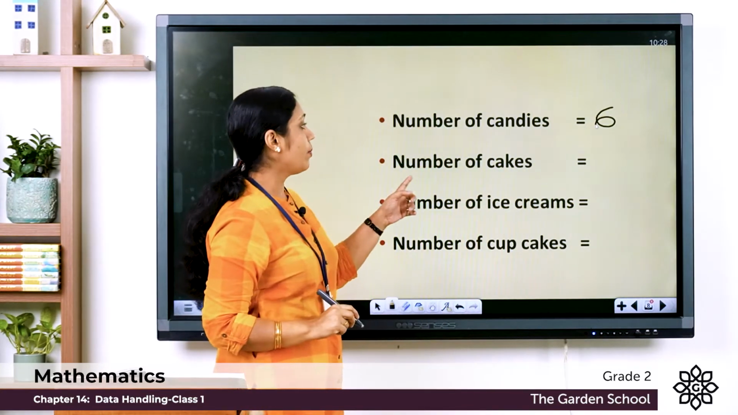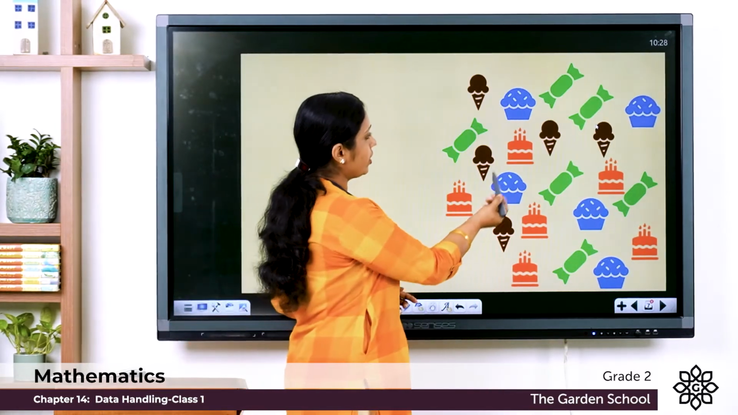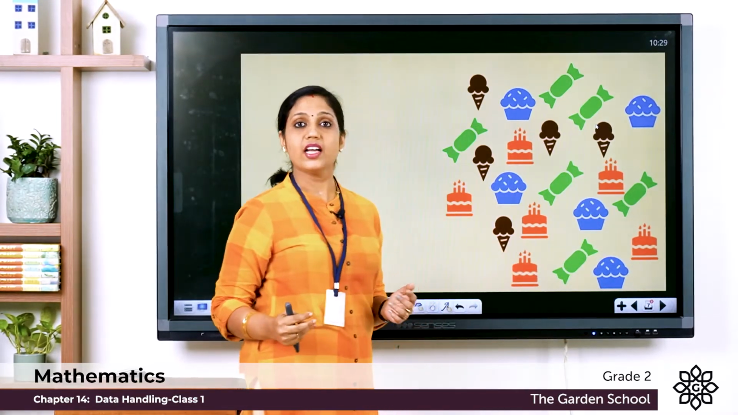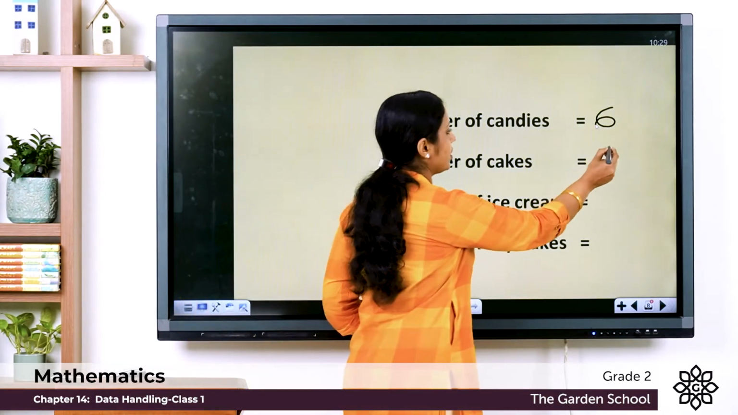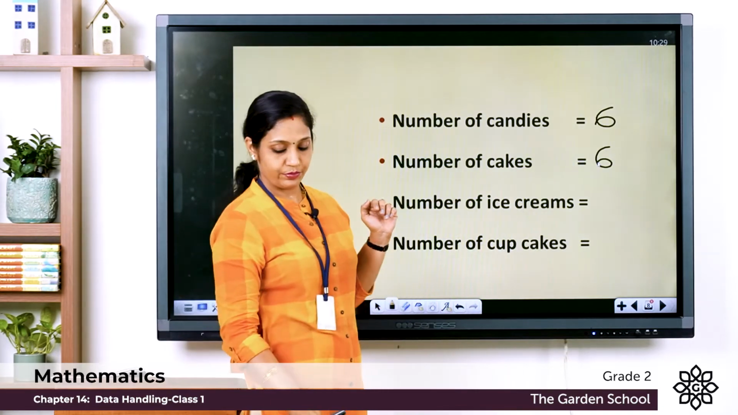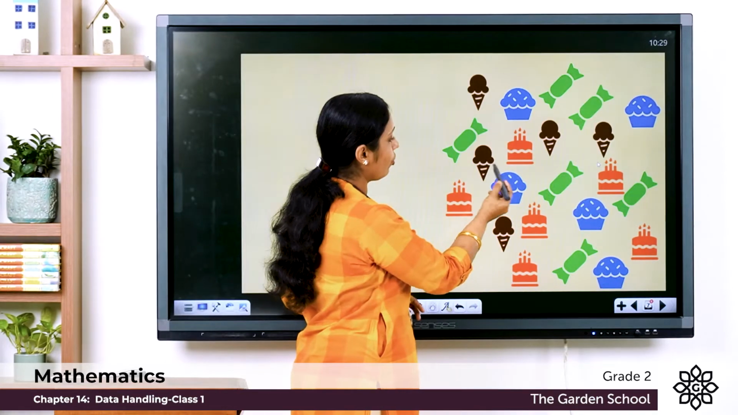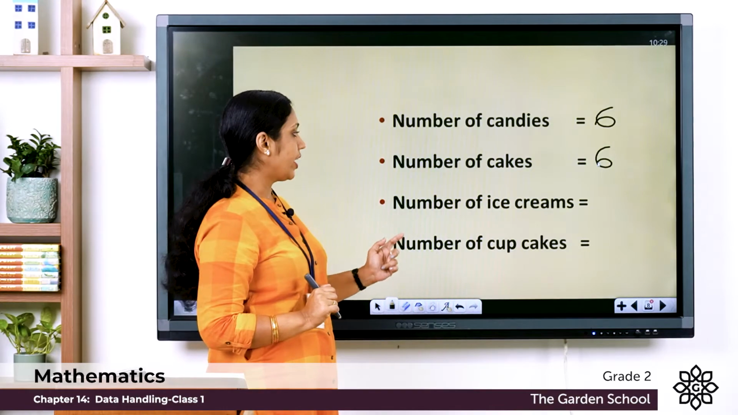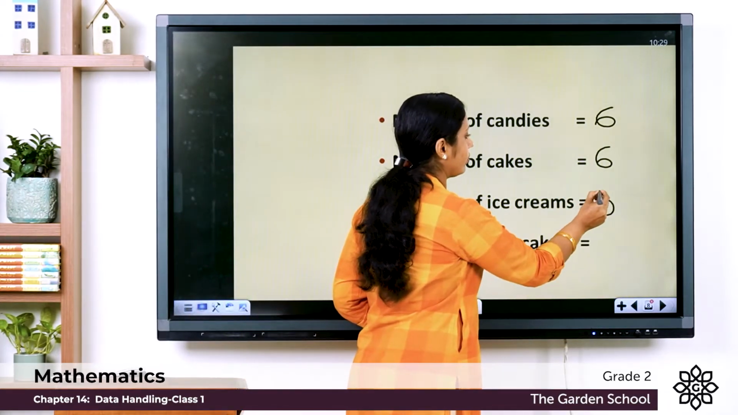The next one is number of cakes. Let's count the number of cakes. 1, 2, 3, 4, 5, 6. There are 6 cakes. So number of cakes is equal to 6. And the next one is number of ice creams. Let's count the ice creams. 1, 2, 3, 4, 5. There are 5 ice creams. Number of ice creams is equal to 5.